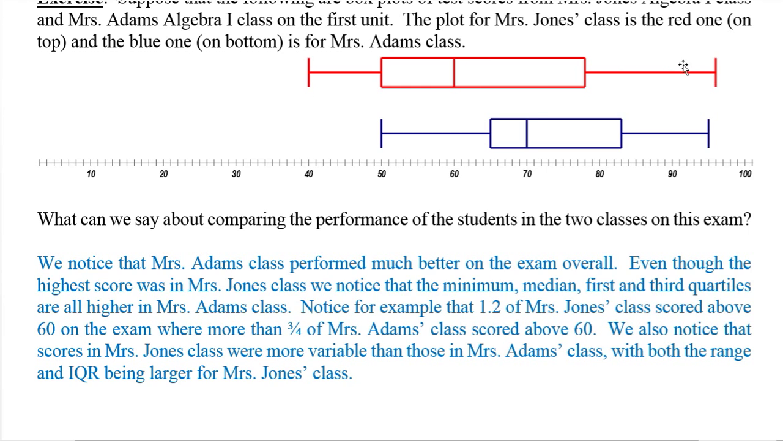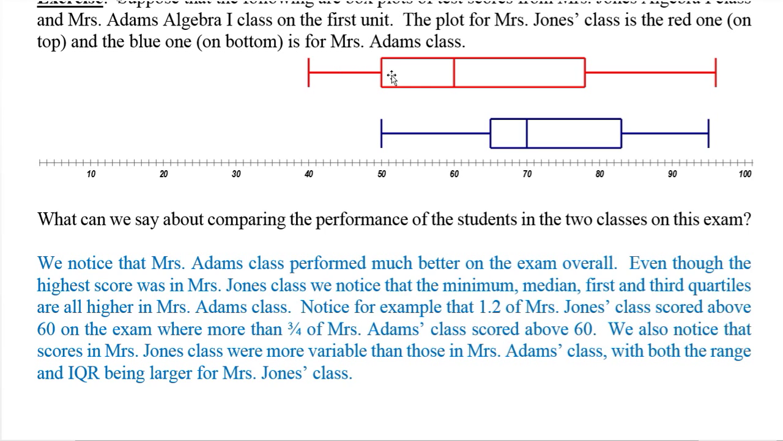Now, the best scoring student was actually in Mrs. Jones' class, a little bit higher. Let's see, what was it? A 96, whereas the highest scoring student in Mrs. Adams' class was only a 95, but that's not much difference there. The lowest scoring student was definitely in Mrs. Jones' class, who scored 40, and in Mrs. Adams' class, the lowest one was 50.